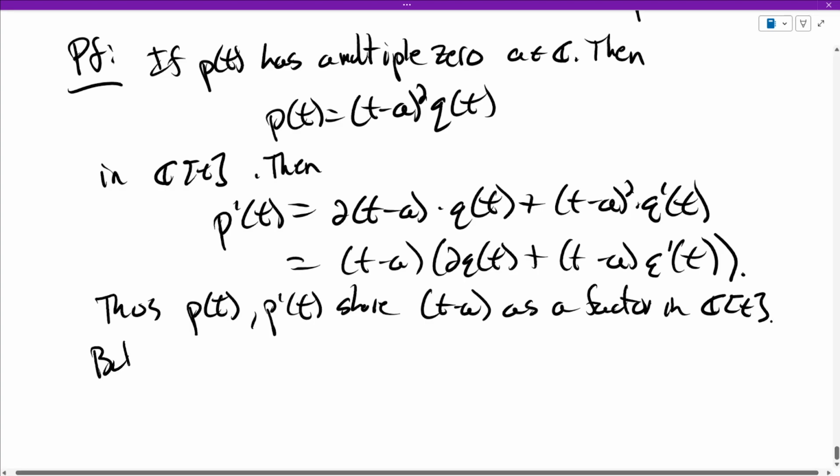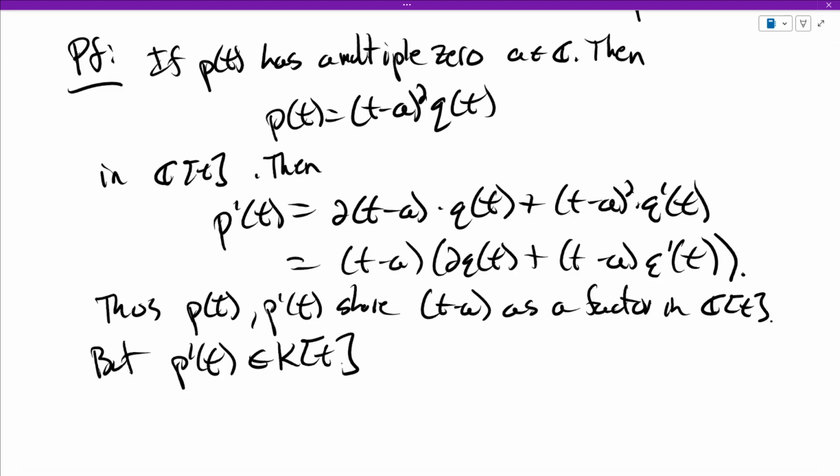But P prime of t is actually an element of K adjoin T. Why? Well, when you take the derivative, all you do is multiply by whole numbers. You bring the exponents down and you decrease an exponent. So if I multiply by rational numbers, integers even, I stay within the field because the rational numbers are a subfield of all subfields of C. So P of t and P prime of t certainly share a factor in C adjoin T, but actually more is true.